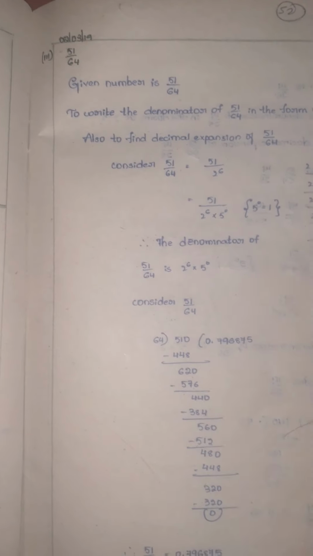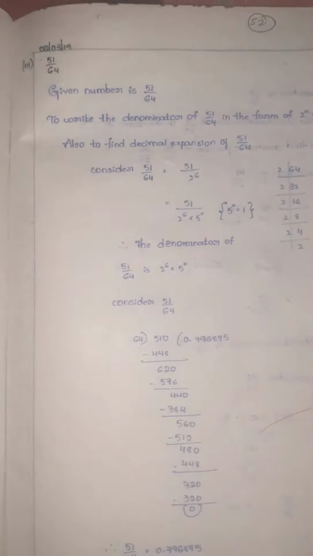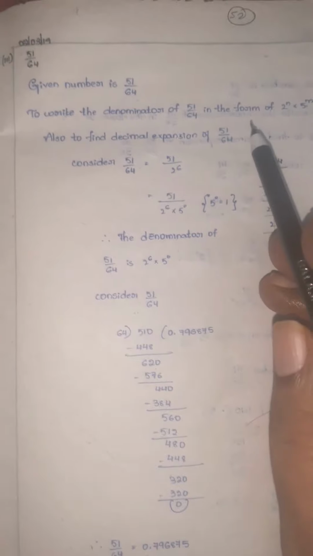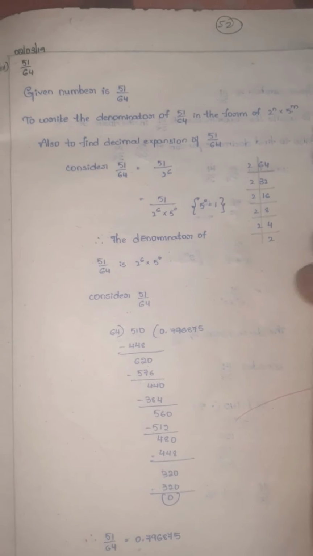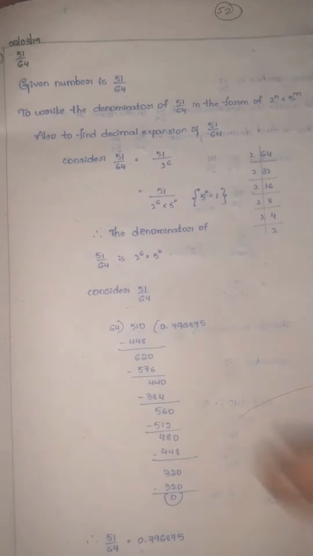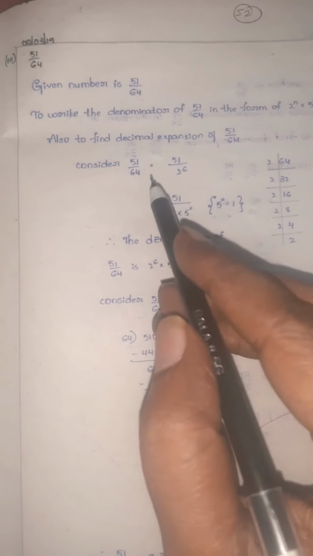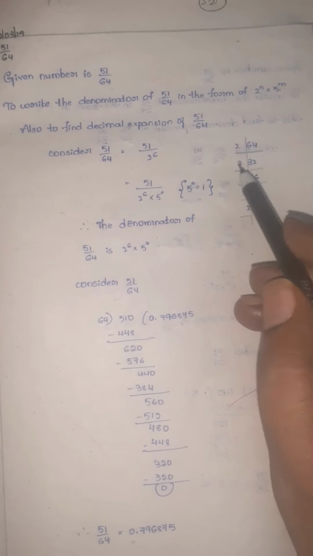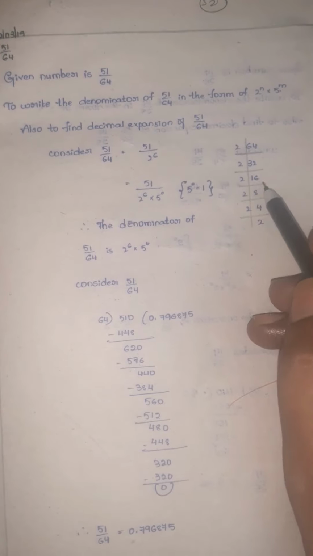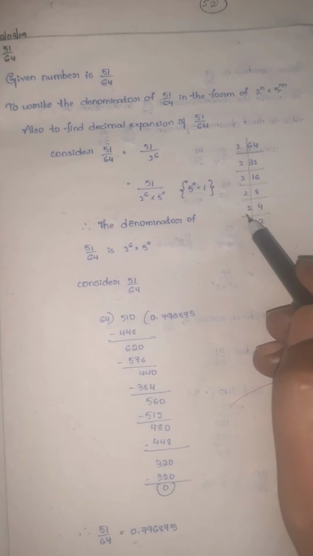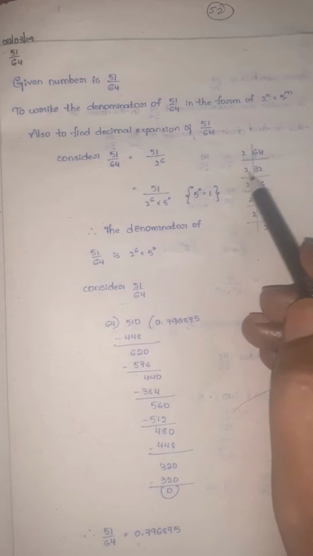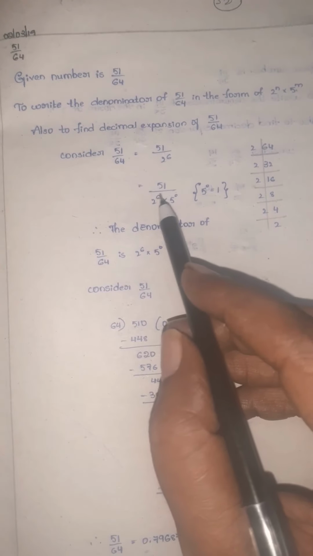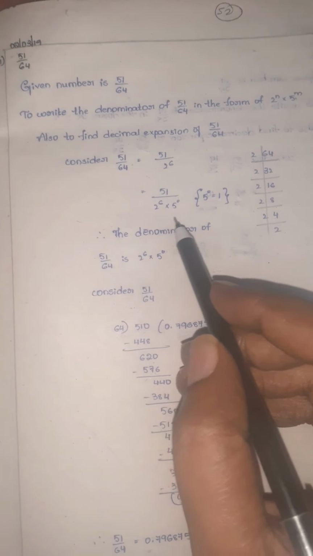Next, the third one, 51 by 64. The given number is 51 by 64. It asks us to write the denominator of 51 by 64 in the form of 2 power n into 5 power m, and also to find the decimal expansion of 51 by 64. So consider 51 by 64. How can we write 64? 2 32s are 64, 2 16s are 32, 2 8s are 16, 2 4s are 8, 2 2s are 4. So how many 2s came? 1, 2, 3, 4, 5, 6. So 2 power 6. Here 5 is missing. What are we going to write in the next step? 51 by 2 power 6 into 5 power 0. Why?